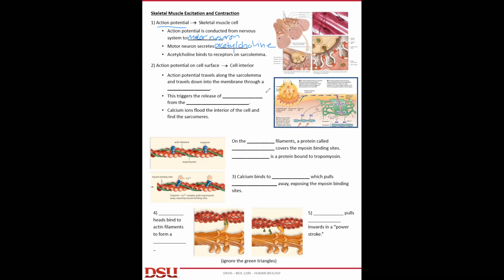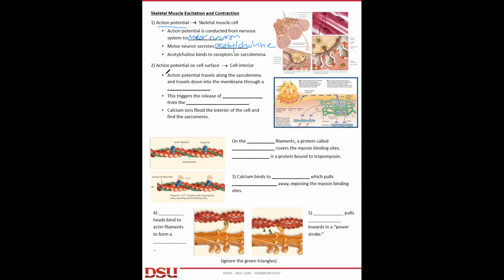Okay? When the motor neuron releases the acetylcholine, it binds to receptors that are on the sarcolemma. Remember that the sarcolemma is the membrane around the muscle cell. Okay?